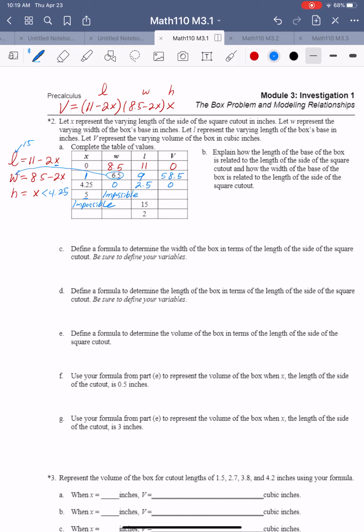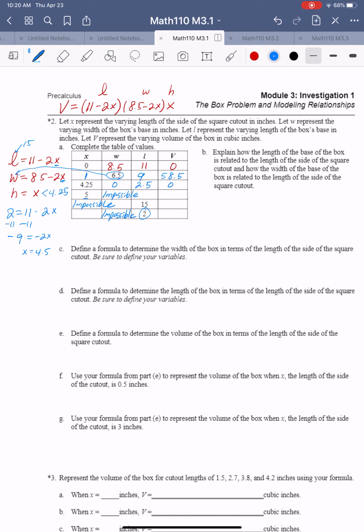And then the same thing for a length of 2. If you get 2 here, let's actually figure it out. So 2 equals 11 minus 2x, and subtract 11 from both sides. Negative 9 equals negative 2x, so x equals 4.5. So x is 4.5, but if it's 4.5 in the width, it's going to be negative. So the width is impossible this time. You can't have a negative length for any of the sides.